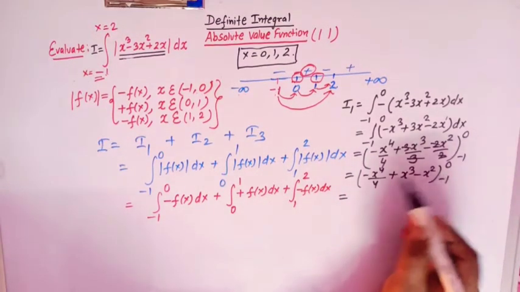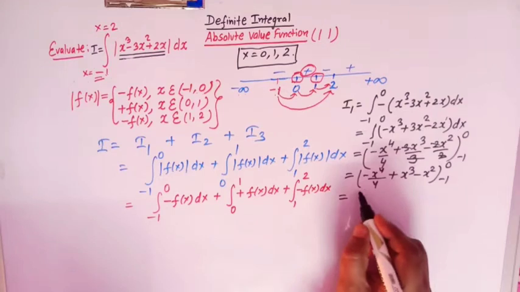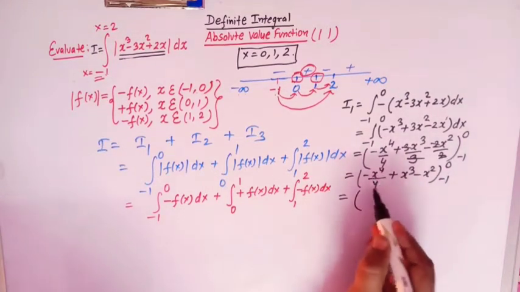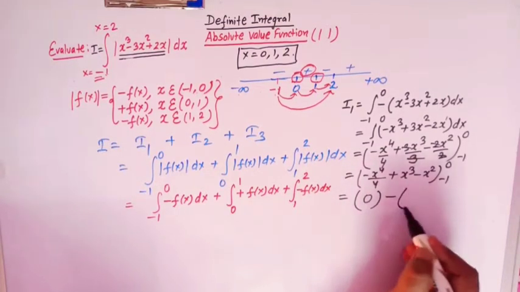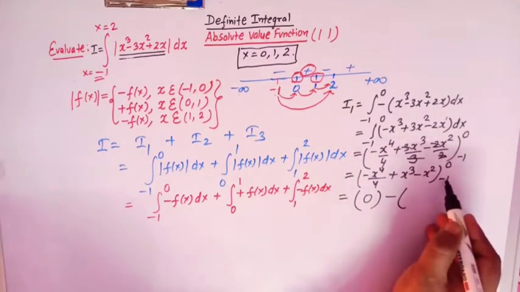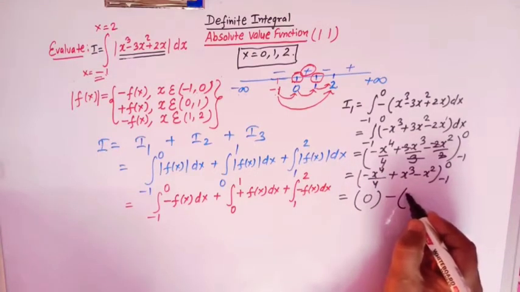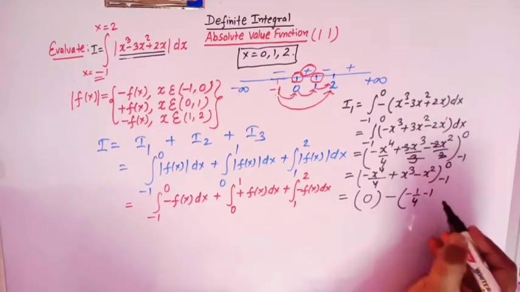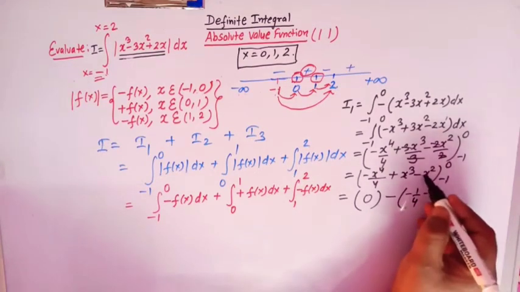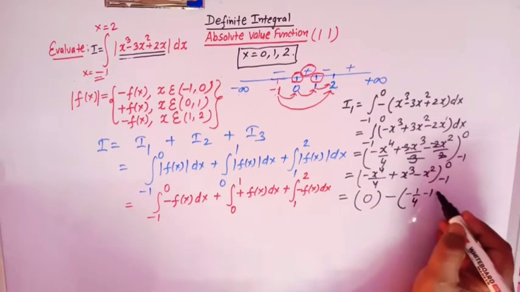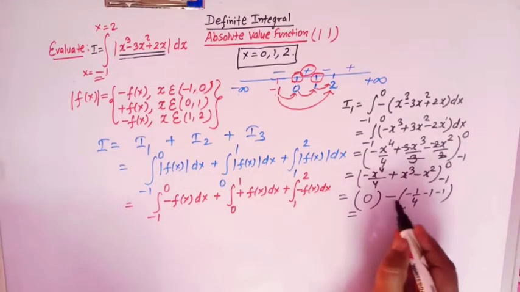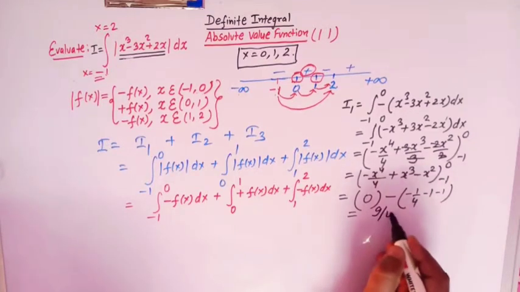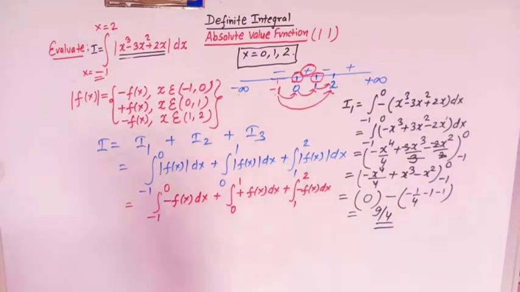Now let us substitute the limits and we'll take the difference. So when we take 0, then all these terms become 0, so we have 0 here minus, and when we have x is equal to -1, then we have -1 over 4 minus 1, -1 cube is -1, and -1 square is +1, so we have -1. So if we solve it, then we have 9 over 4, right? Now let us take the integral I2.